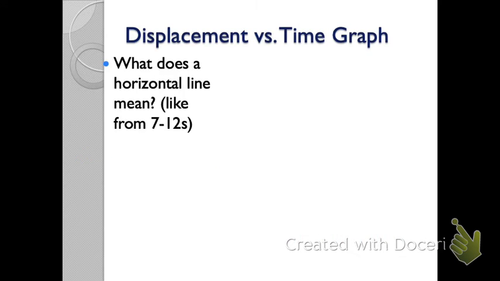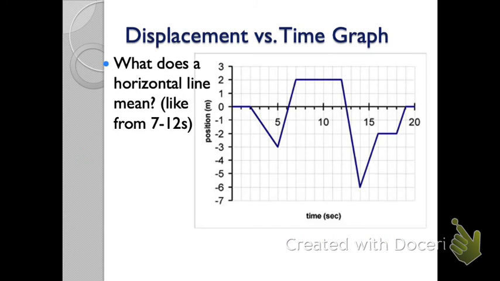Kind of looking at the motion itself. So what happens on this slide if I have a horizontal line? What would it mean to have a horizontal line? For example, from 7 to 12 seconds. First I've got to figure out where 7 seconds is on this graph. Okay, here's 5, 6, and 7. So 7 seconds starts right here. And 12 seconds, here's 10, 11, 12. There's 12 seconds. Does that make sense how I found that data on that graph?